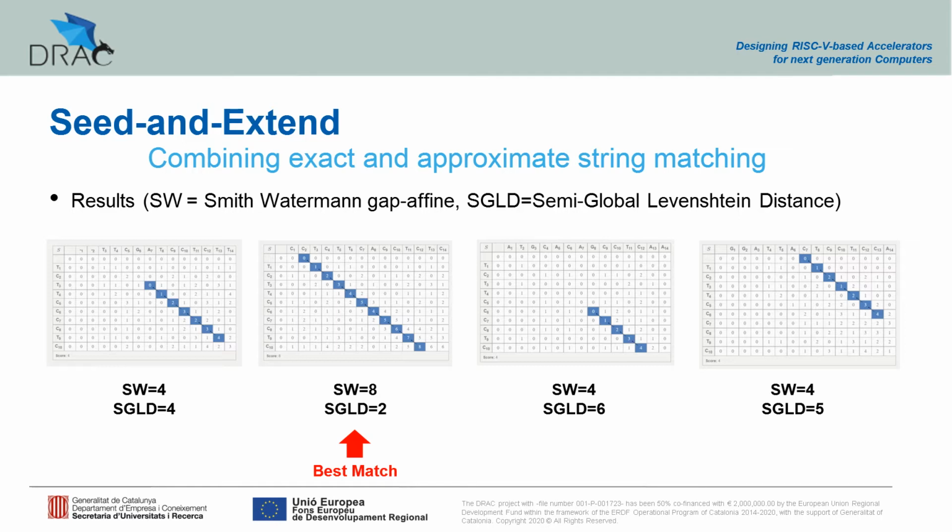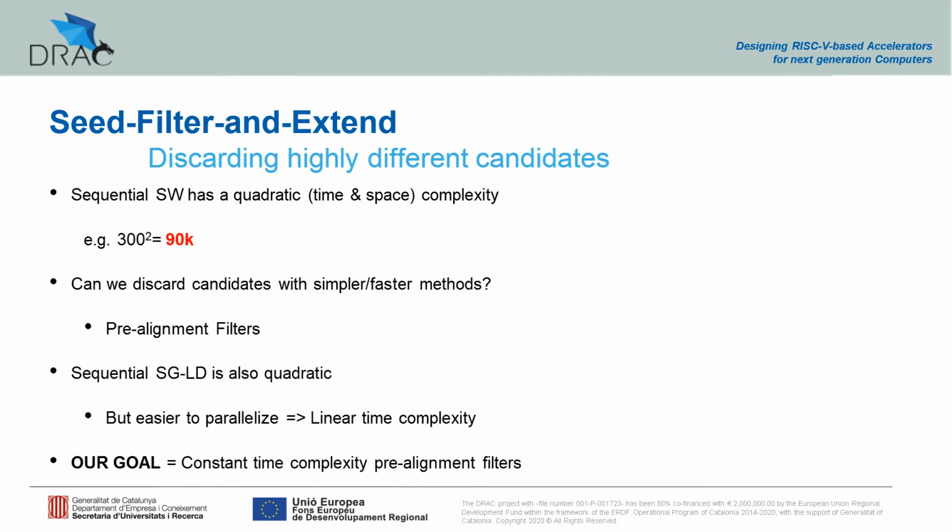lower distance. Smith and Waterman is a dynamic programming method that requires building a bidimensional table. Thus, it has a quadratic time and space complexity. This step can require thousands of clock cycles, easily becoming a bottleneck in read mappers. Could we find a fast way of discarding candidates with high error? The answer is yes. This technique is known as seed filter and extend and introduces pre-alignment filters before computing Smith and Waterman. Semi-global Levenshtein distance can be used as a very good filter.